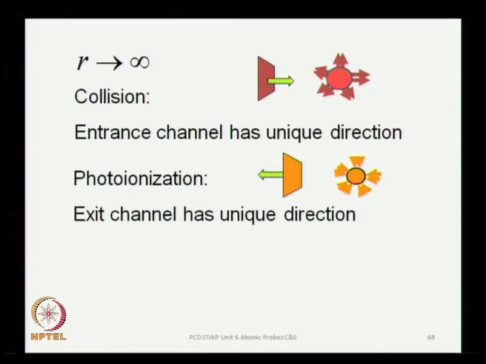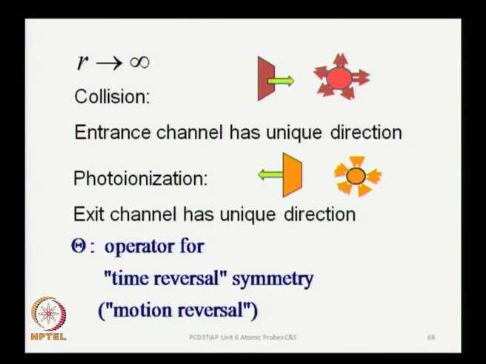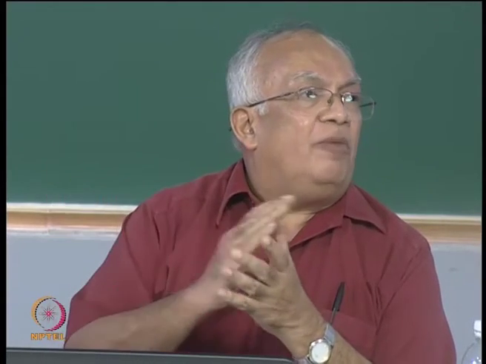In the collision it was just the opposite. In the collision you had a scattering center, you had the electron gun at one place, and this electron gun fired electrons toward the target. So this entrance channel was unique. Okay. So in photoionization it is the exit channel which has got a unique direction, and if you were to take a picture of this process and imagine this being recorded on a film, this process would be somewhat similar to a film which is being run backward in time.